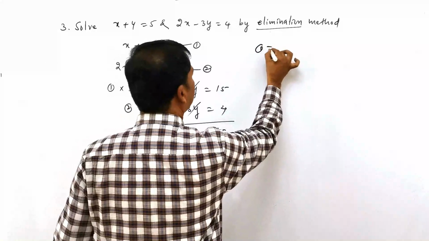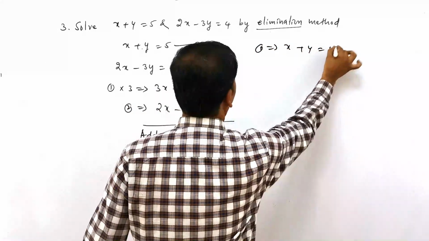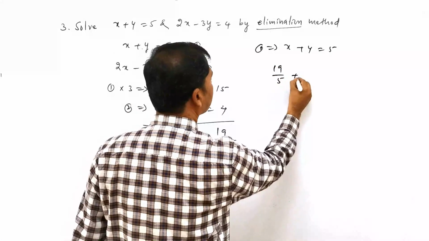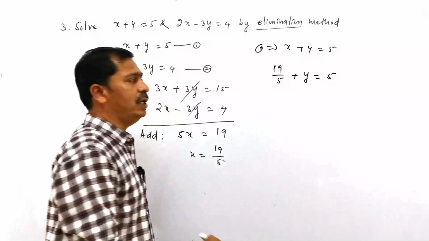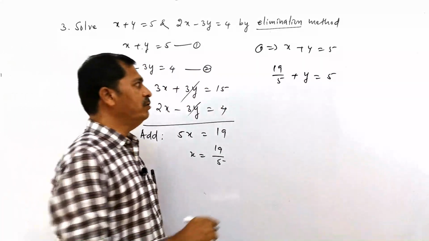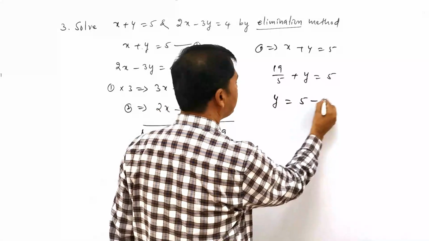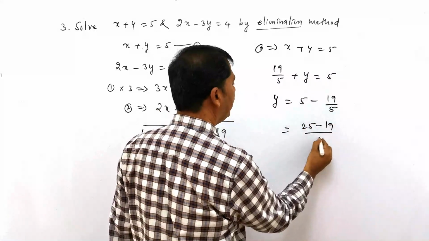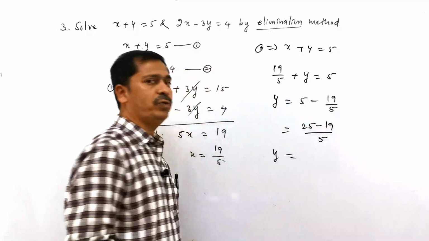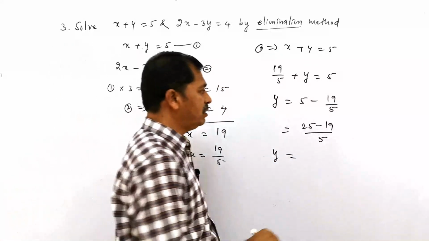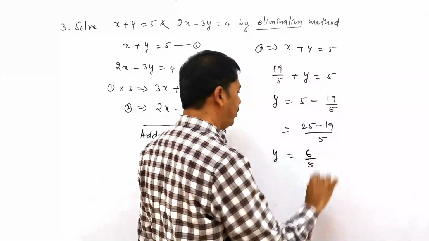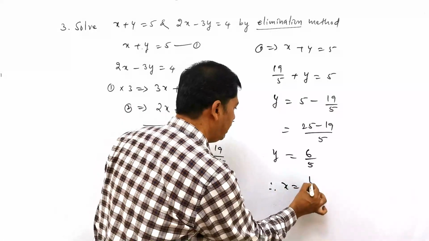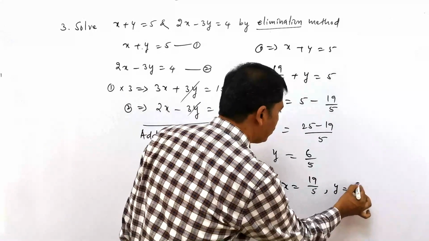Equation number 1 is nothing but x plus y is equal to 5. In this you take x is equal to 19 by 5. 19 divided by 5 plus y is equal to 5. Simplify for y: y is equal to 5 minus 19 divided by 5. 5 5s are 25, so 25 minus 19 divided by 5. So y is equal to 25 minus 19, which is 6, divided by 5. So the final solution is x is equal to 19 divided by 5 and y is equal to 6 divided by 5.